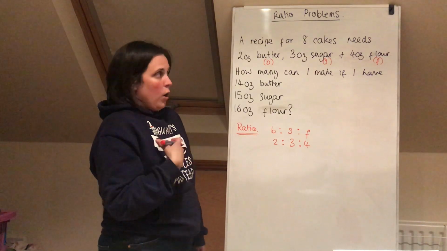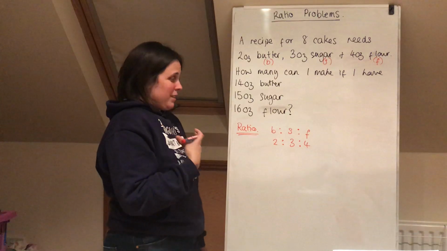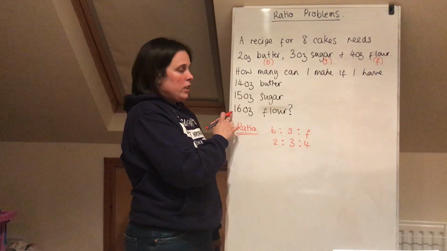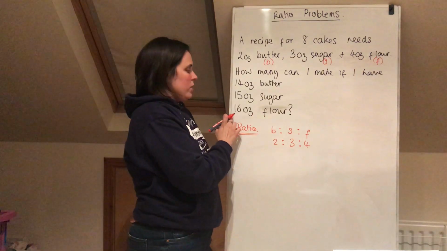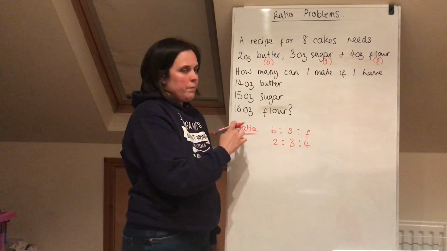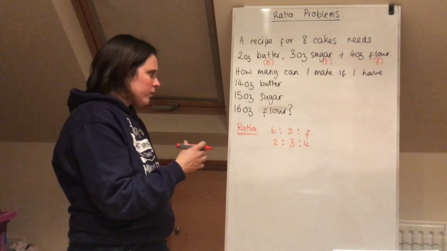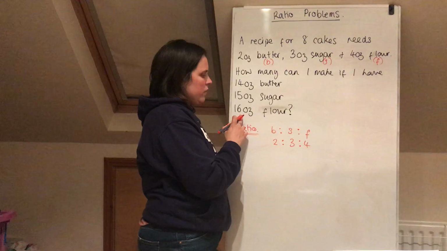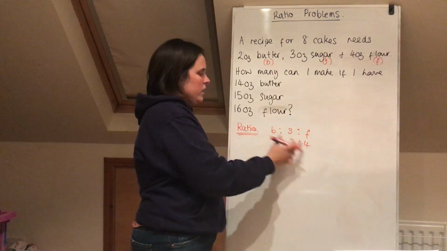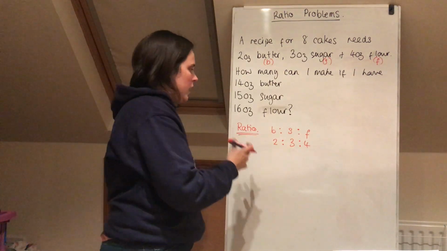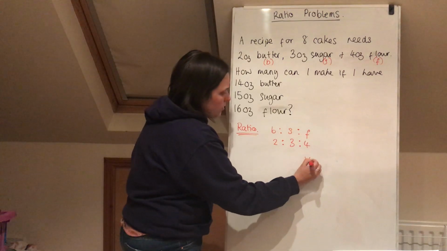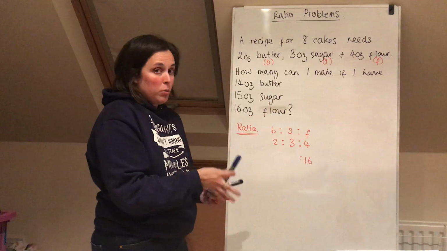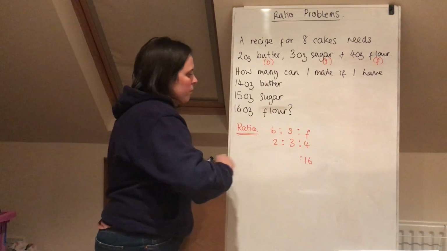So what I would recommend doing is look for the biggest number, and the biggest number is the 4 here, and then look at the ingredients that you've got. So we've got 16 ounces of flour. We want to maximise as much as possible. 4 goes into 16 quite nicely, so we could change that to 16, and what we've done there is multiply that by 4.